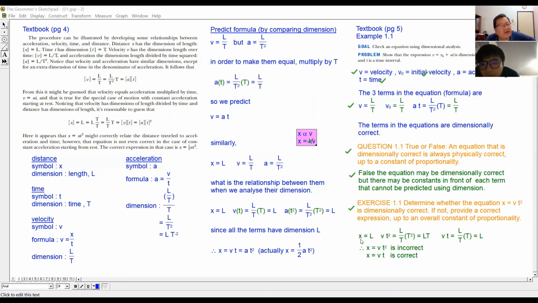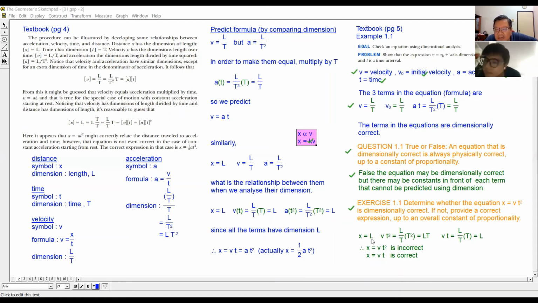So what is the dimension for x? L. Correct. What is the dimension for vt squared? L over T times T squared. What is it? LT. Because you get rid of the square: the T is at the bottom, T squared is at the top. When you cancel, what you have? L times T.